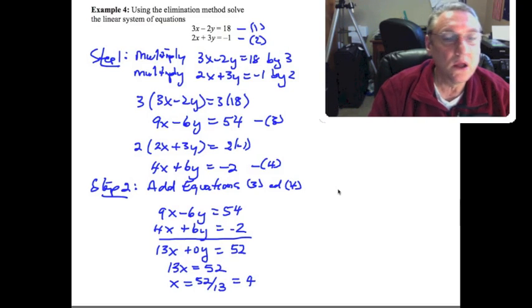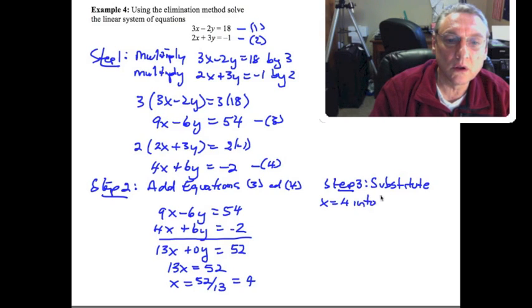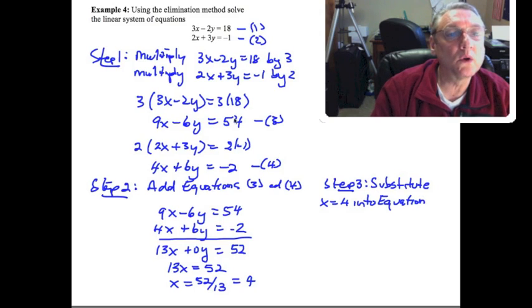Okay. So next, step 3, we're going to substitute x equals 4 into the equation. Now let's choose one. So we look at our original equations. Let's see which one's going to be good to work with. Notice that we have a 2x here, but a 3y here. So I like the idea I don't have a negative to deal with, so I'm going to put it into equation 2.